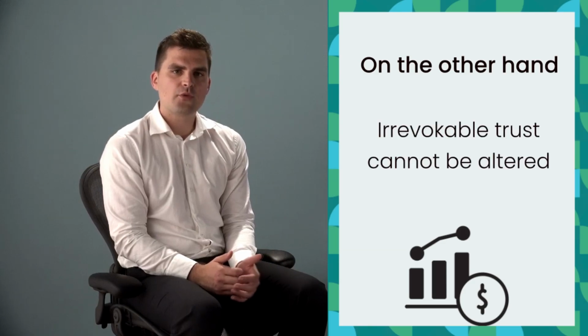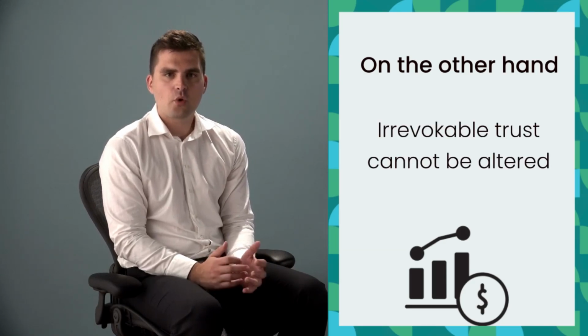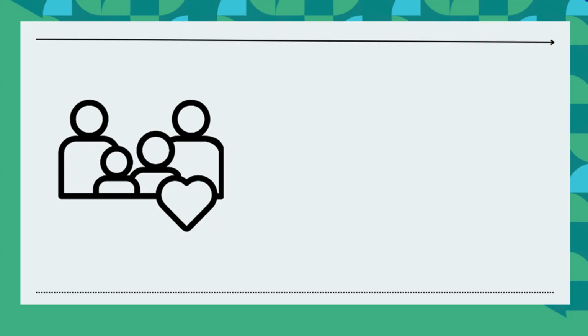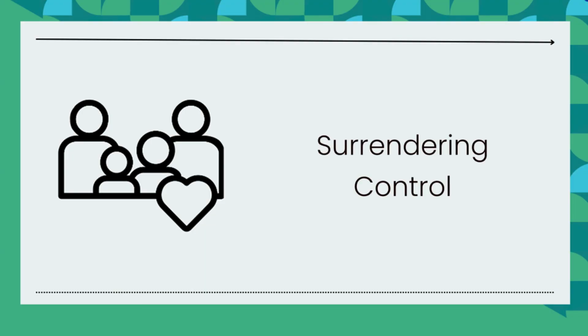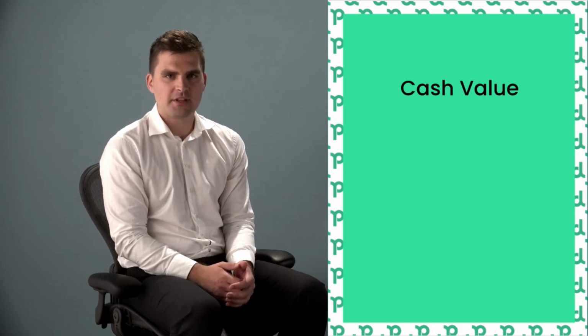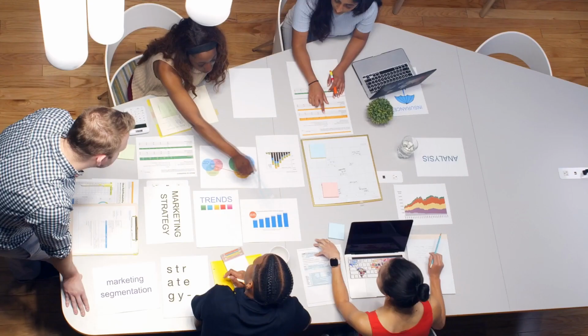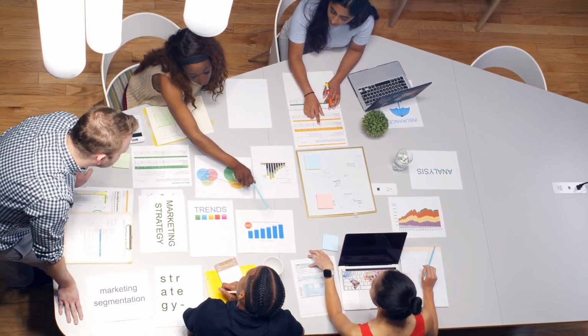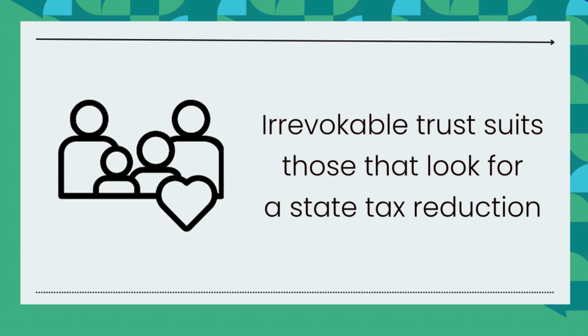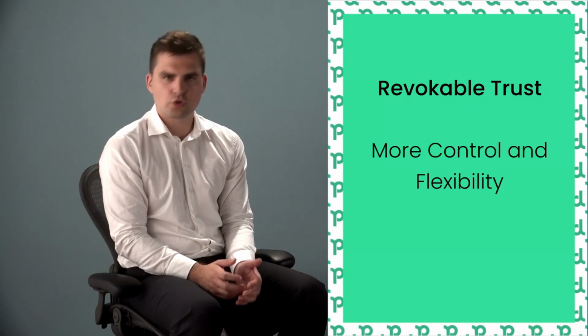On the other hand, irrevocable trusts cannot be altered or canceled once established. Placing assets into an irrevocable trust means surrendering control, including access to the cash value of permanent life insurance policies. Nevertheless, irrevocable trusts offer advantages such as reduced estate tax liability and asset protection against creditors. Choosing between revocable and irrevocable trusts depends on your individual goals. Irrevocable trusts suit those looking for estate tax reduction, while revocable trusts provide more control and flexibility.